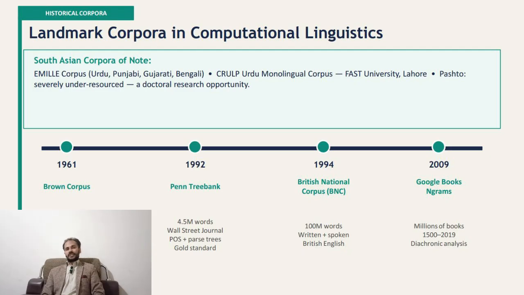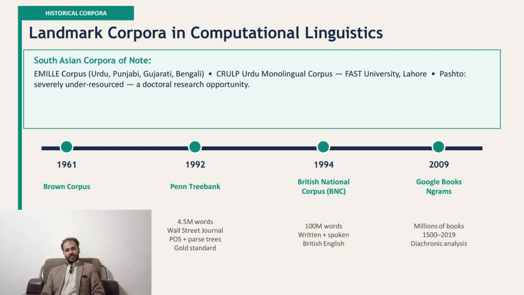Every single sentence in the Penn Treebank has been manually labeled with parts of speech tags and syntactic parse trees. It contained 4.5 million words of American English from the Wall Street Journal. It became the standard training and testing data set for computational analysis, and its annotation conventions influenced the design of dozens of subsequent corpora worldwide.